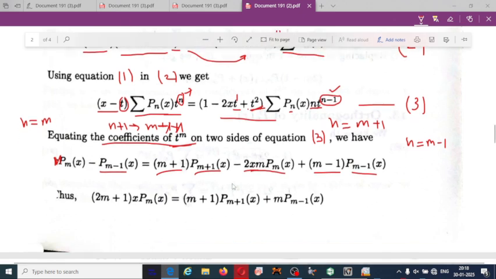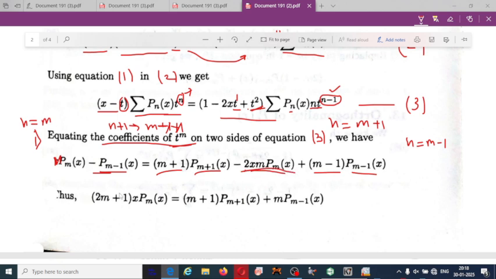So next, you should just evaluate the RHS and LHS sides. You will get the first recurrence relation here. So (2m+1) x into Pm of x. Here x into Pm of x is there.